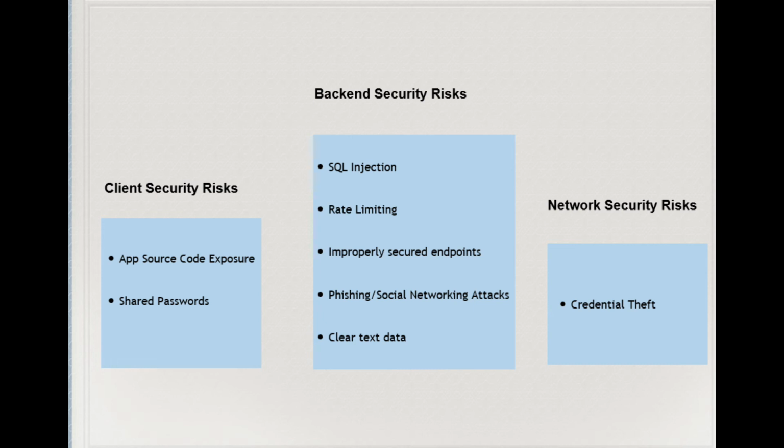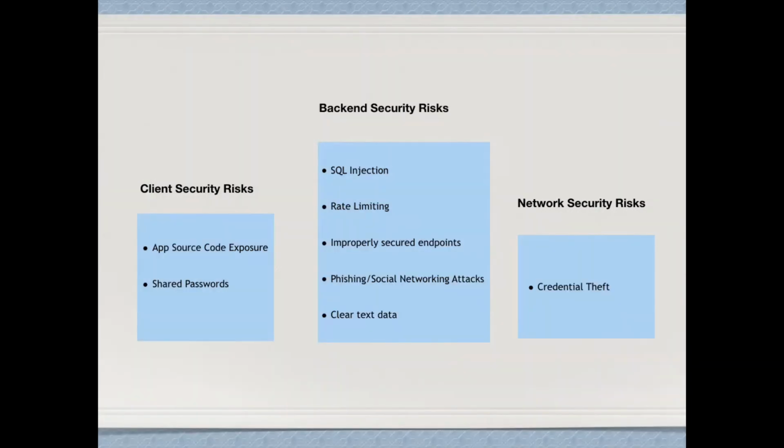Then, network security risks. Credential theft. Say the information is being transmitted in clear text through the network, and your credentials are a part of that text. Then somebody can easily sniff the network, get that information, and cause problems for the API. So it is important to secure our APIs and also the network. Let us now see how we can provide API security.